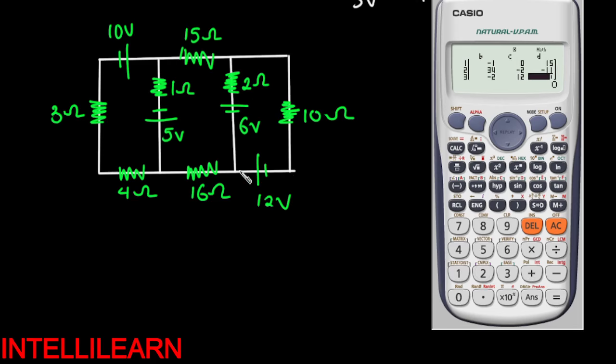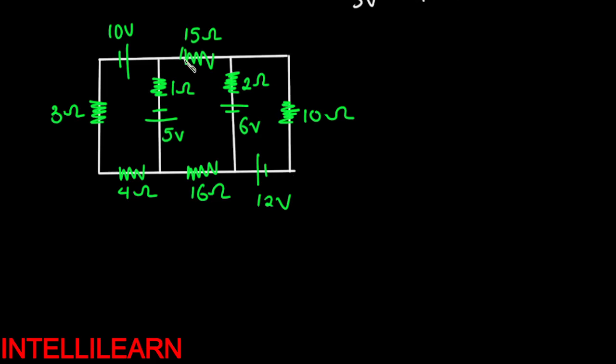This is what? A rise of 12, a rise of 6, a rise of 12, a rise of 6. What are the answers? So the first current was 1.85. I got a positive answer. So that means I'm still going clockwise. 1.85.